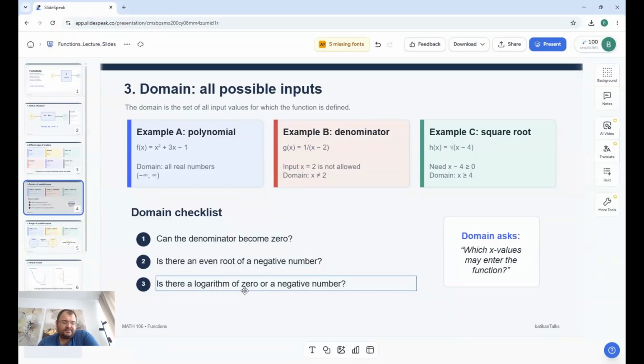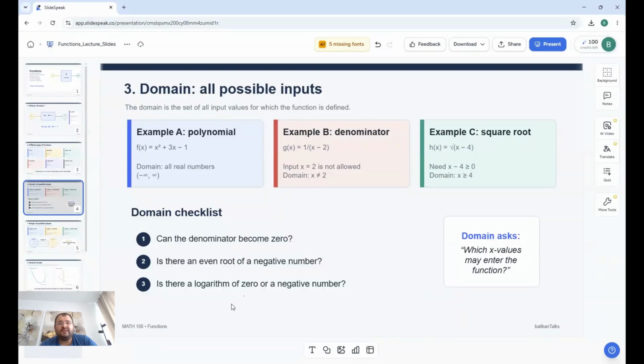For this one, logarithm of 0 or a negative number, we don't have an example, but I can give one. For example, you have the logarithm of x minus 3. Since the inside of the logarithm cannot be 0 or negative, you cannot give 3 as an input, since it makes the logarithm 0, which is not defined, or any number smaller than 3.